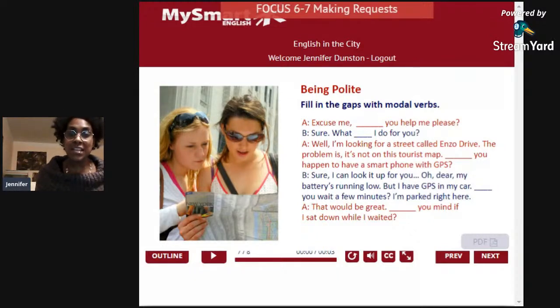Letter A is the first sentence in our conversation. Excuse me, help me. We are asking someone for help. Which modal verb can we use in the blank? Excuse me, you help me, please. As you come up with the answers, just type them in and put them in the conversation box. Is everyone okay? You're all so quiet.